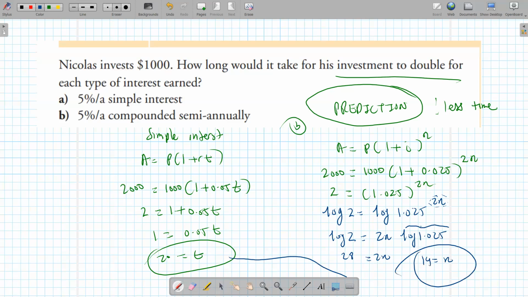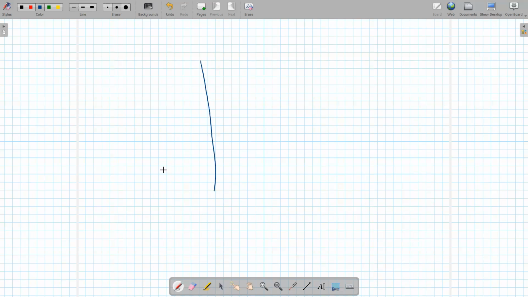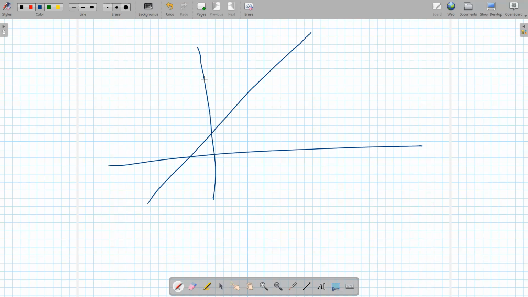So it took considerably less time going by way of compound interest. Okay, why does it take less time? It's because it increases exponentially. Look at this. We have something like this, yeah? The y-intercept is going to be the same because the initial deposits were the same, yeah? But look at this. This is when the amounts are equal. See that? That's when they are both equal.